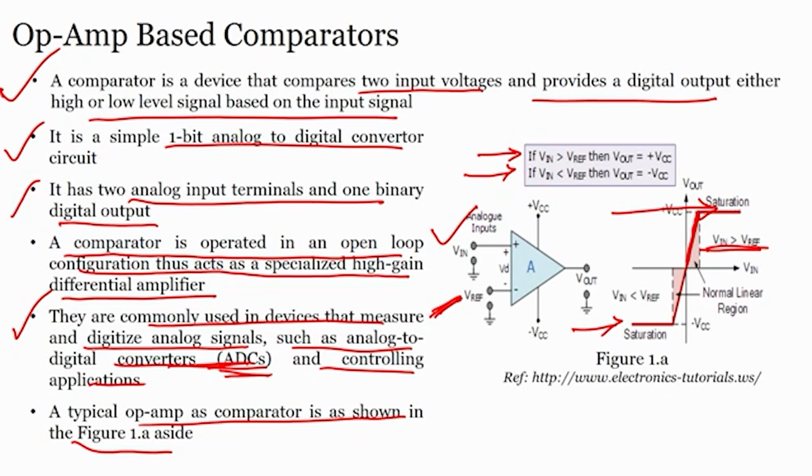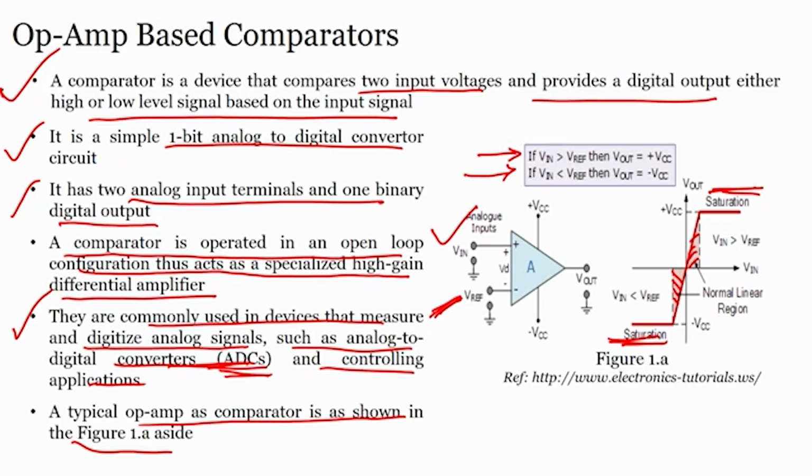So, if you see here, from here it goes to saturation, here it goes to my negative saturation region. This is V in less than reference, this is V in greater than reference, and this is the normal linear region. This region we call the normal linear region. This region is saturation, this is also saturation. So, it is very easy to understand a comparator.